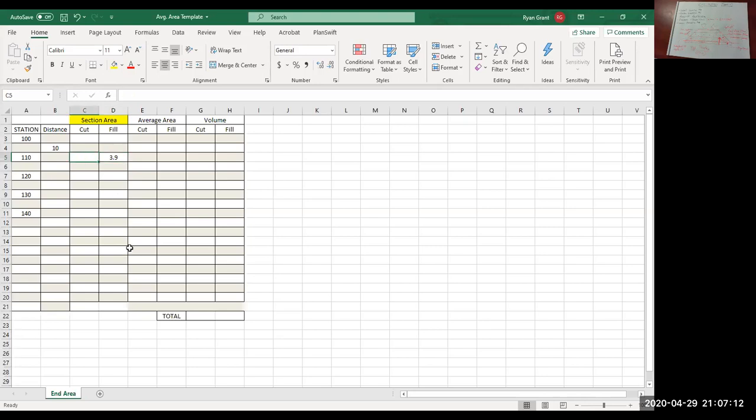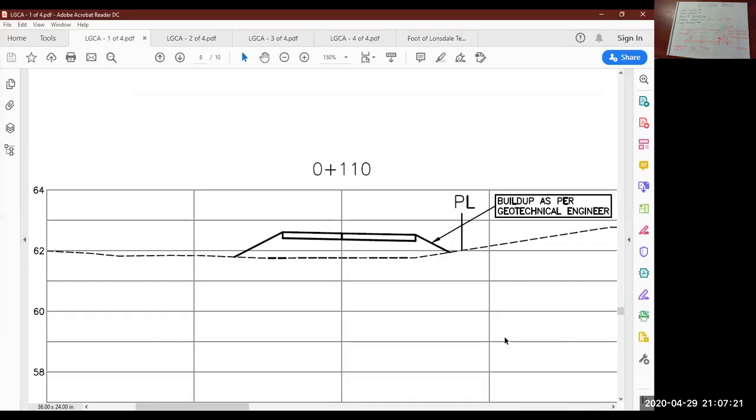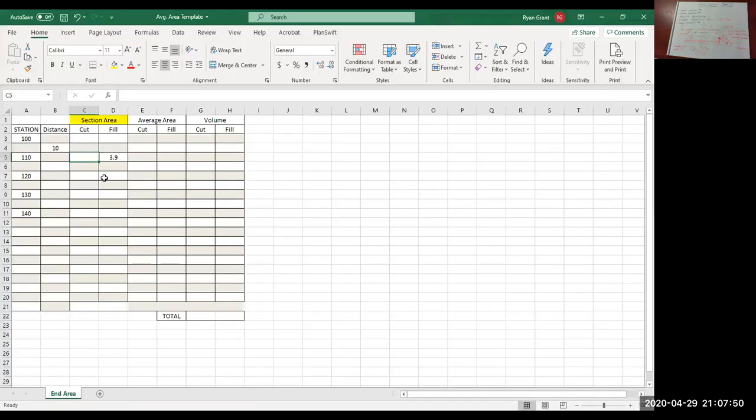You would do the same thing for cut. Well, when we looked at 110, there was no cut. Let's quickly jump back to the cross section. So there's no cut here. For this exercise, we're ignoring stripping, so you don't need to strip below this dash line. Because the new road or access road surface is filled above the existing grade, you don't have to cut here. So it's all fill. So there's no cut. Okay, back to the spreadsheet. If there's no cut, put a 0 there, or leave it blank, that's fine too.